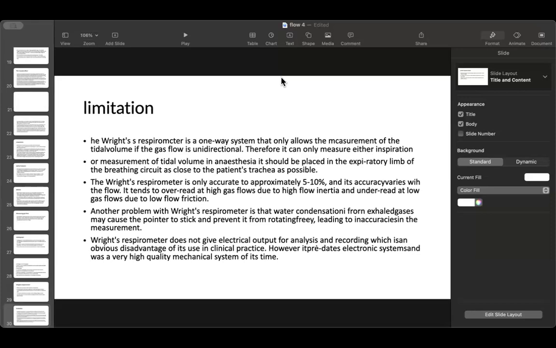During anesthetic practice, it's usually placed in the expiratory limb of the breathing circuit, as close to the patient's trachea as possible. The Wright spirometer is only accurate to approximately 5 to 10%, its accuracy varies with flow, and the accuracy is affected by water vapor and electric charges that build up in it.